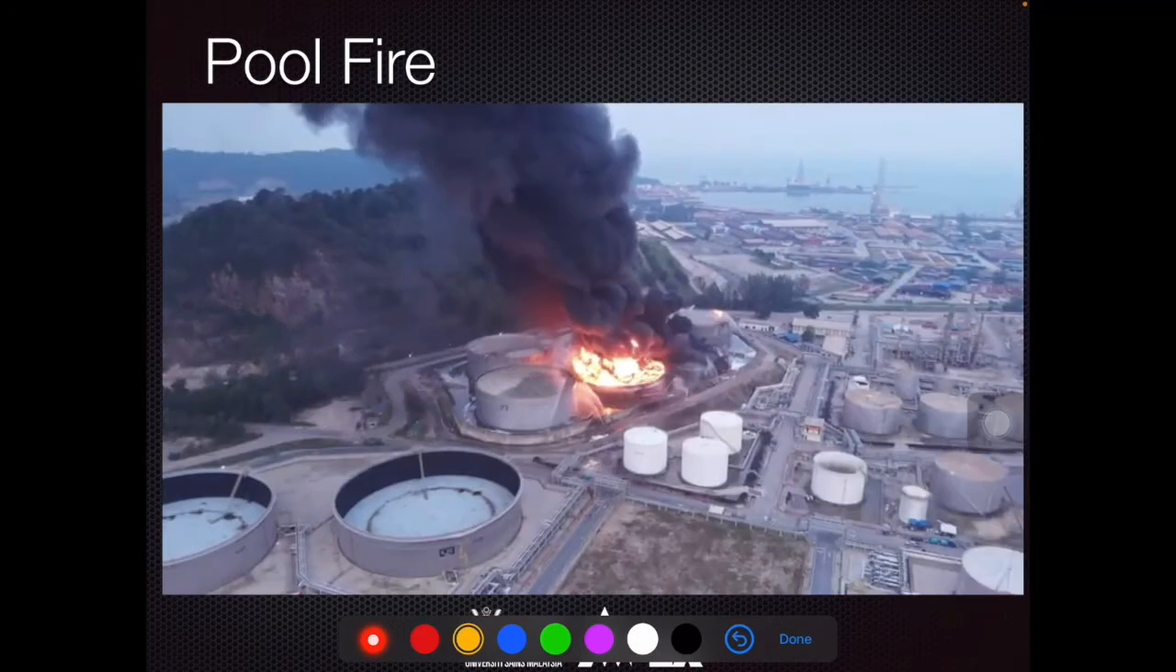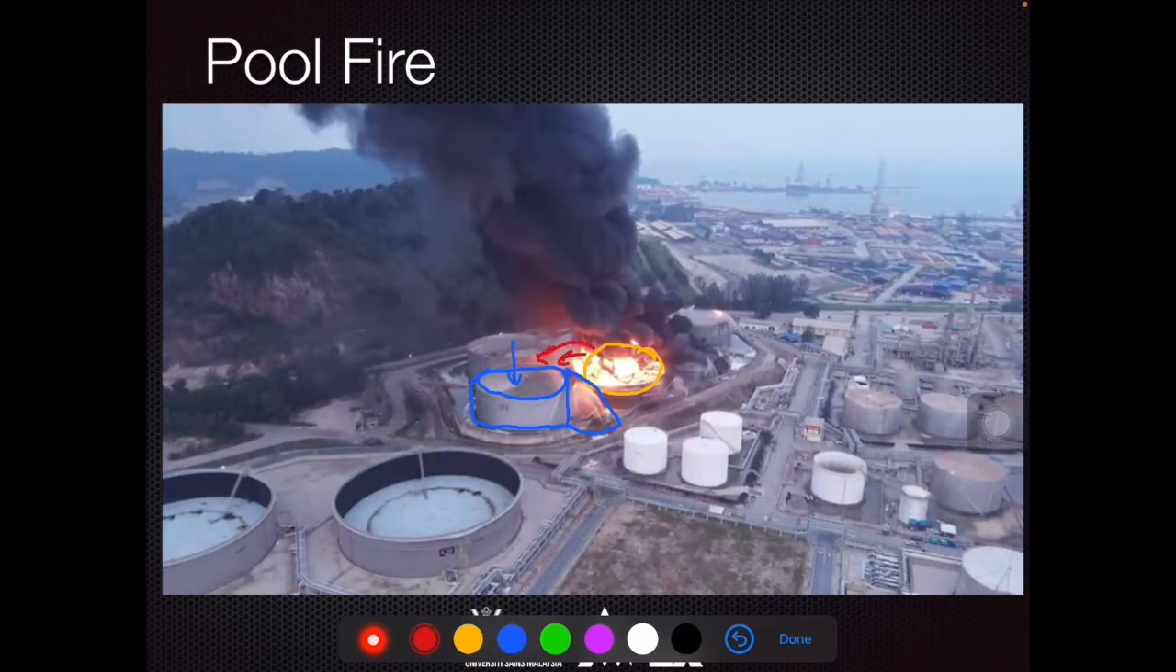This is an example of a pool fire that happened in Malaysia a few years back. As you can see here, the fire happened within the tank. If you look closely, you can see that several emergency responders here are spraying water on the other tank. Why? Because they want to prevent this tank from catching fire, and the hazardous material, which is the flammable material within this tank, from auto-igniting due to the radiant heat from this fire.